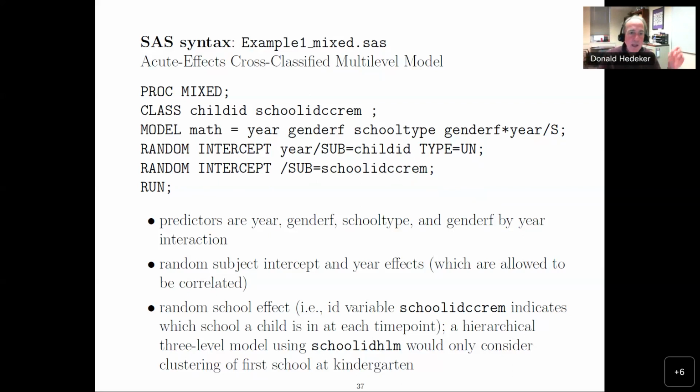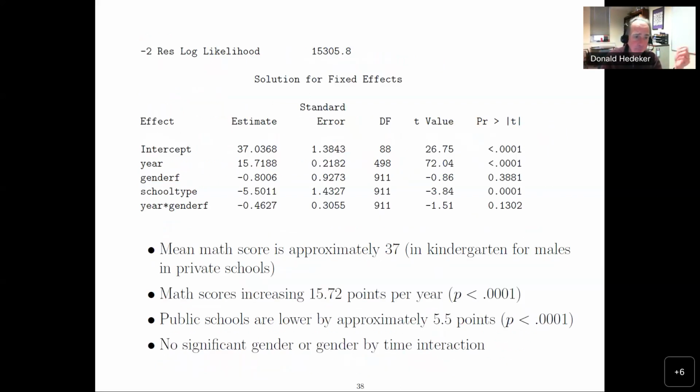Okay. And here in the model statement, I'm modeling their math score in terms of time, the gender, the school type, was it private or public, and then I'm looking if there's a gender by time interaction. Okay, so this is how to do it. You can see it's not that difficult. Let's see what we get.